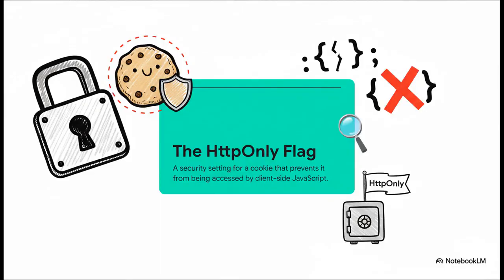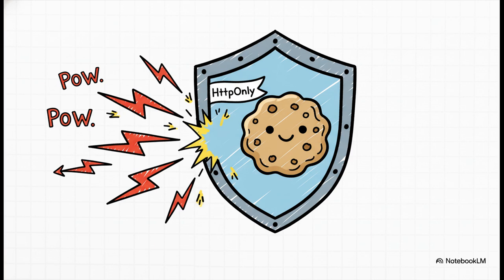This is where that secure bank deposit box analogy really clicks. See, with a cookie, you can set this special little flag called HTTP only. And it's like a direct order to the browser. It says, hey browser, do not let any JavaScript on this page read or modify this cookie, period. That HTTP only flag is basically a force field.